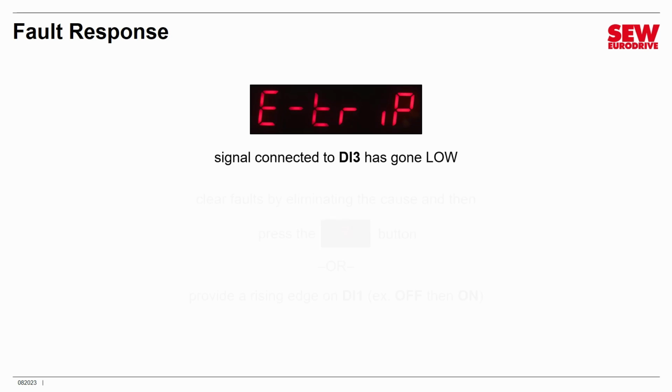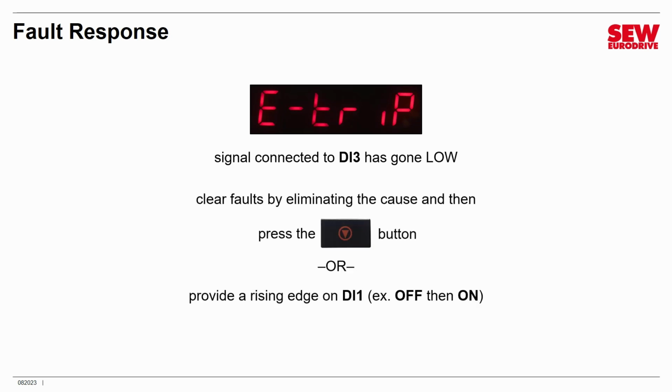So how do you do that? It's pretty simple. First, of course, you have to eliminate the cause, whatever caused the sensor to go low. So the sensor needs to return to the high condition. And then you clear the fault from the VFD either by pressing the stop button on the keypad or by providing a rising edge on digital input 1. If you have a switch connected to it, the way to do that is to turn it off and then back on. That will clear the fault and the VFD will be ready to run again. So that is pretty much how you handle external faults.